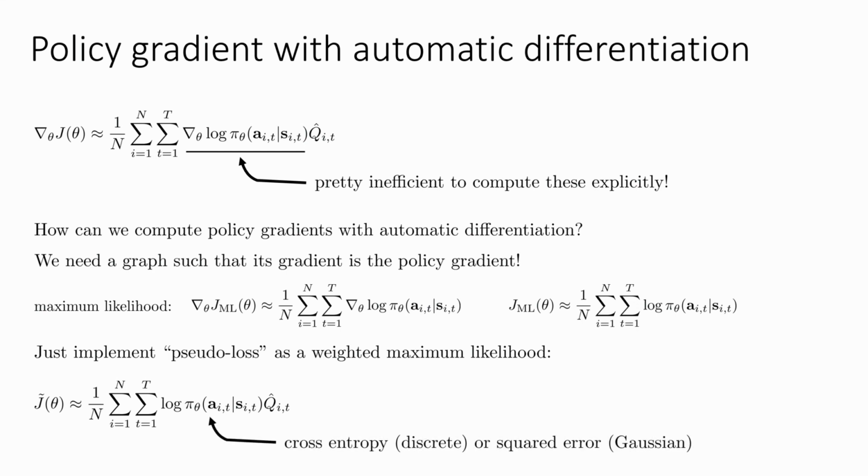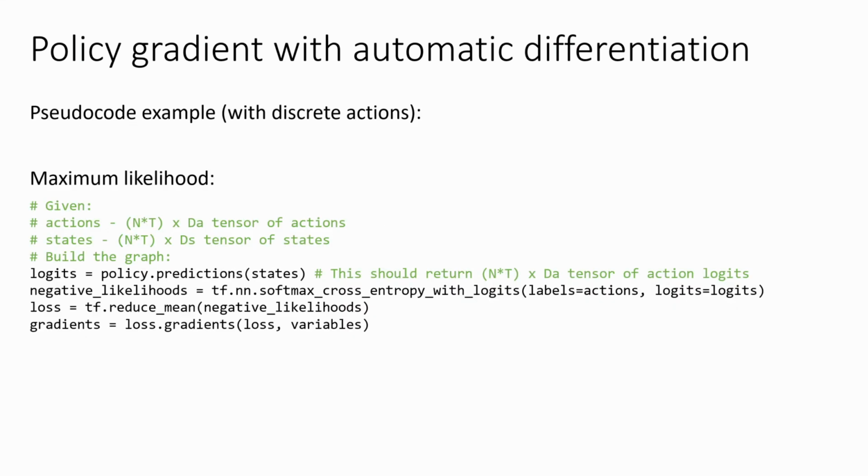Let's see that in pseudocode. Here is some pseudocode for maximum likelihood in TensorFlow with a bunch of function calls that I haven't defined yet, but you can use your imagination to figure out what they should be. I calculate the logits by asking my policy to make predictions on the states. The states is a tensor n by t by ds, where ds is the dimensionality of the state. So it's a 3D tensor: trajectories, time steps, state dimensions. The logits will be an n times t by dA tensor of action logits.